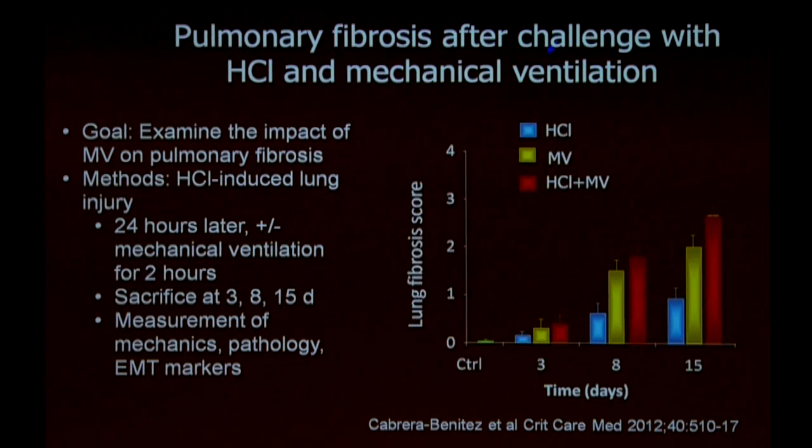Here are the results in terms of the lung fibrosis score, and you can see the control, 3 days, 8 days, and 15 days, and these are the three groups: hydrochloric acid, spontaneously breathing, mechanically ventilated, and mechanical ventilation plus hydrochloric acid. And you can see that over the 2-week period there was a marked increase in the lung fibrosis score on the pathology.